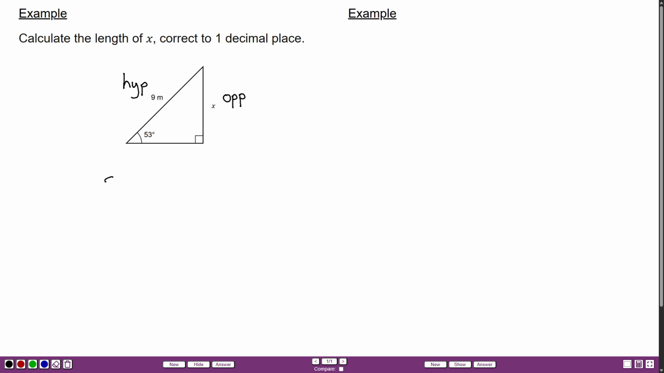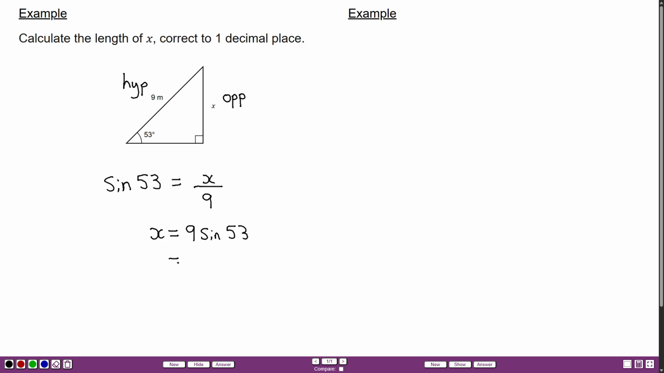So we're going to write that down, but substitute in the values that we know. So the sine of the angle, which in this case is 53 degrees, is equal to the opposite, which is x, over the hypotenuse, which is 9. Now we just need to rearrange this to find out what x is, so we need to multiply through by 9. So that tells us that x will equal 9 times by the sine of 53.